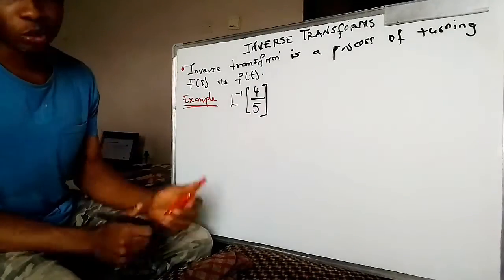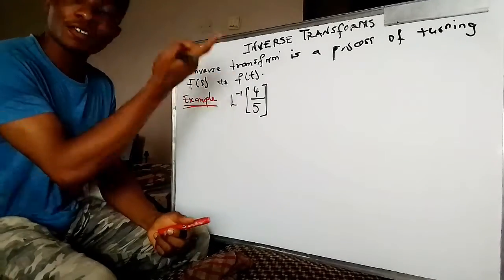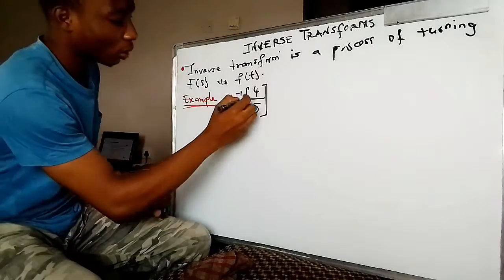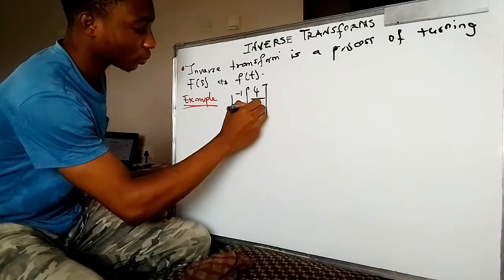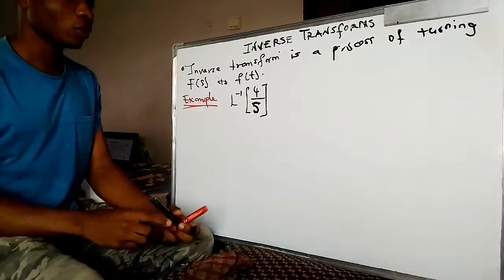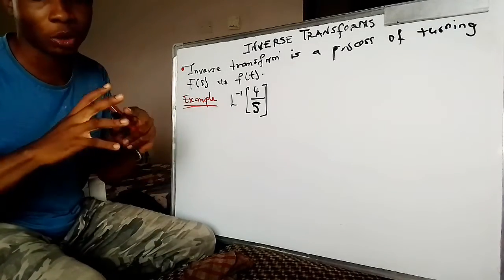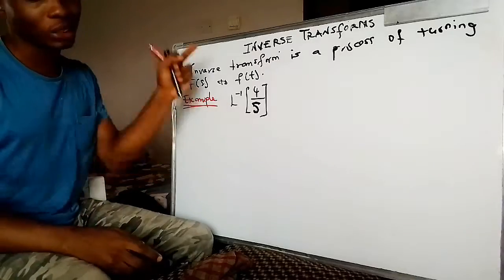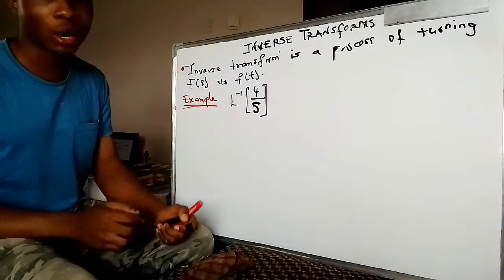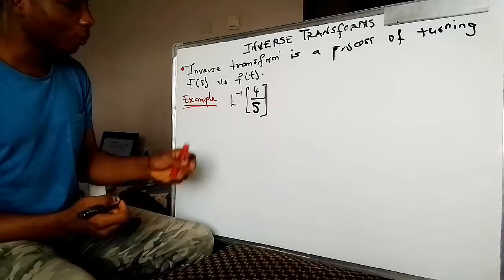You see this example we have in front of us. It says find the inverse transform of 4 over s, right? Now this is a function of s, and they're asking us to get it back to the actual function of t it was before the Laplace was carried out. So this is how we find the inverse transform of Laplace transformation.